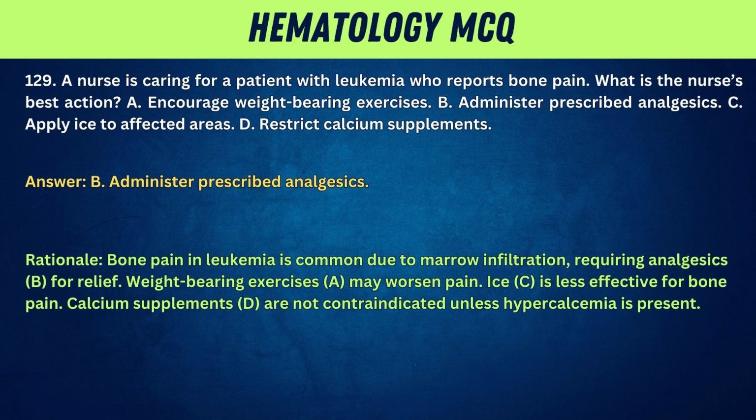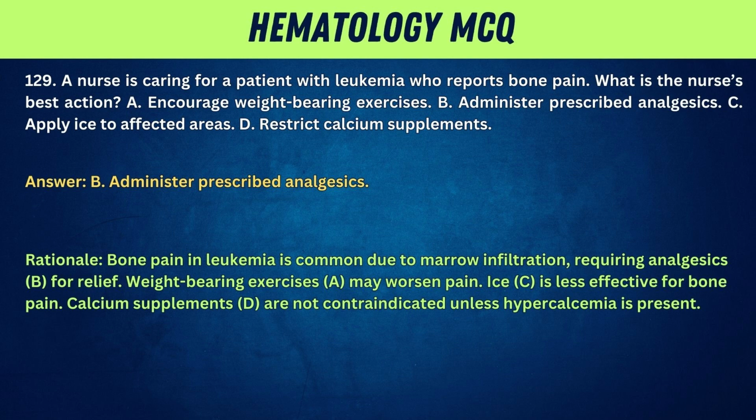129. A nurse is caring for a patient with leukemia who reports bone pain. What is the nurse's best action? A. Encourage weight-bearing exercises. B. Administer prescribed analgesics. C. Apply ice to affected areas. D. Restrict calcium supplements. Answer: B.